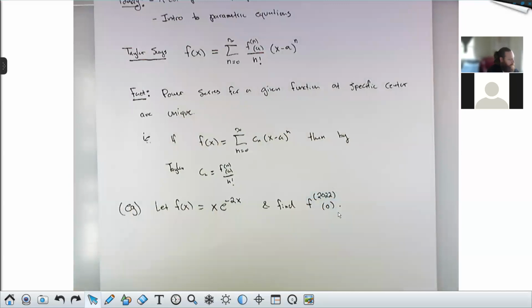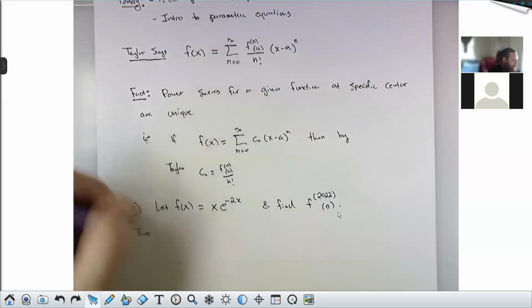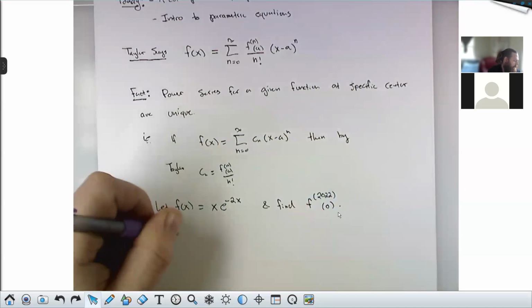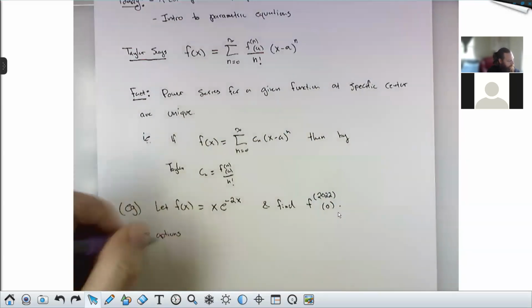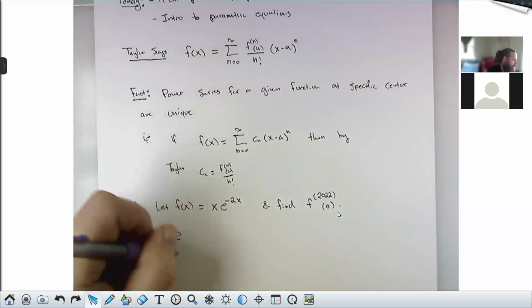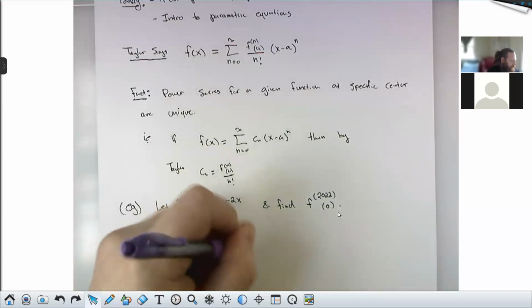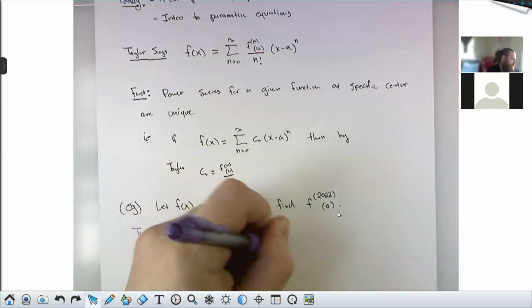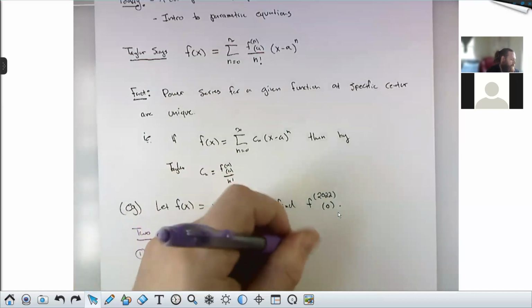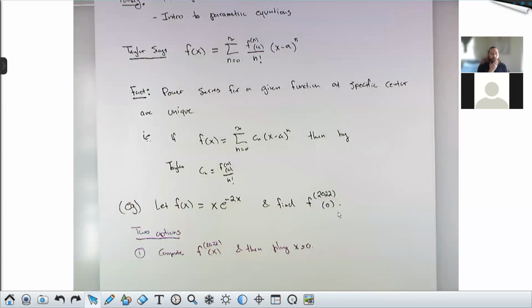So there's kind of two options here. First, you can compute f^(2022)(x) and then plug in x equals 0. I claim that this is a really bad idea. This sucks.